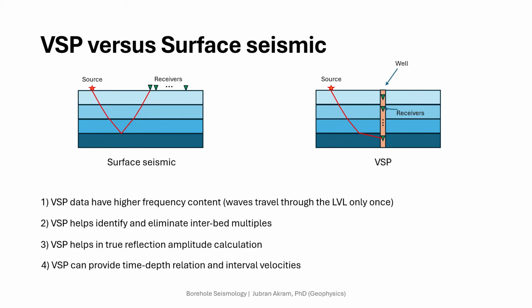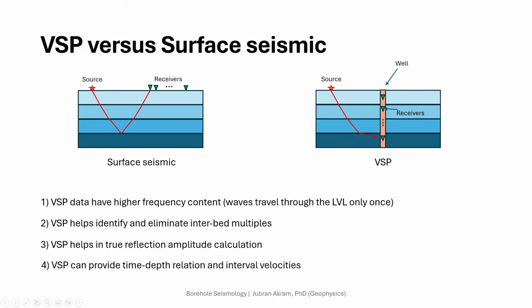What's the difference between VSP and surface seismic? On the left, we see a typical surface seismic setup. We have source and receivers both on the surface. From the source, the wave propagates into the earth and then it gets reflected back and received at the receivers at the surface. This is how we see the reflection data, and we analyze that data to get information about the earth structure for different purposes.